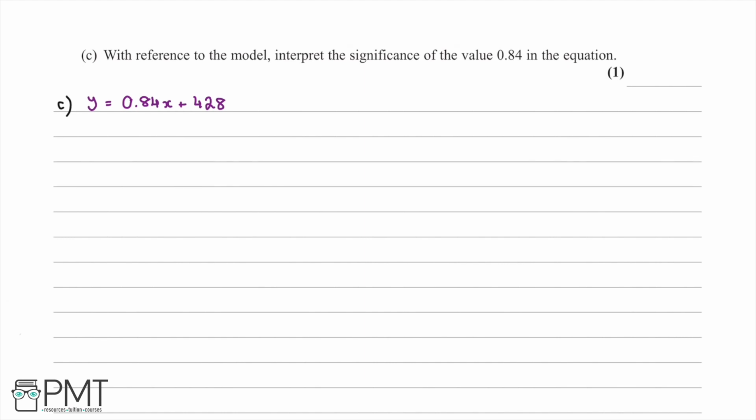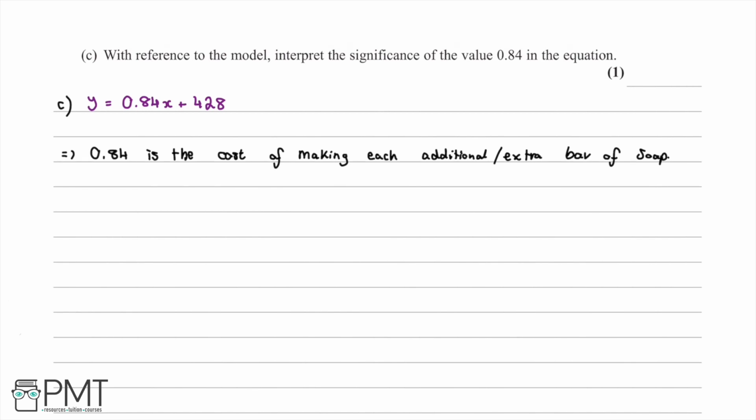So this means that for each bar of soap extra that we make, there will be a cost of £0.84. So in other words, for every additional bar of soap we make, it will be 84 pence more expensive. So writing this down, we have that 0.84 is the cost of making each additional or extra bar of soap. In this question, there was 1 mark available and we receive it for writing down 1 correct conclusion.